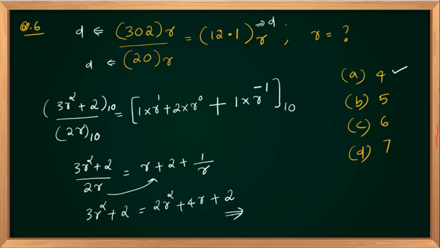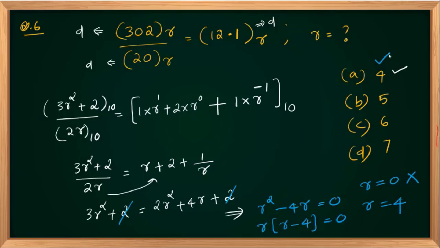So that will give me r squared minus 4r. These two will cancel each other, equal to 0. r multiplied by (r minus 4) equal to 0, implies r equal to 0 or r equal to 4. So 0 cannot be the base, so the right option, as Princey said, is option A, 4.